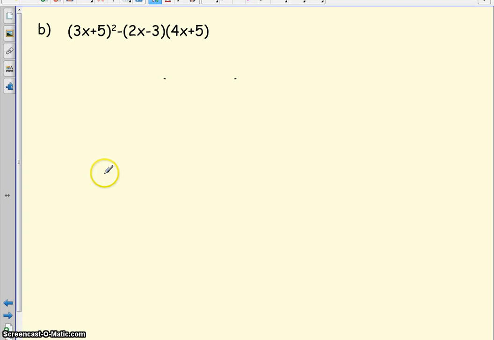Okay, so this one, again, same idea, except you'll notice here that now we have some subtraction going on and we have a bracket being squared. I will tell you the most common mistake I see when it comes to multiplying is saying that 3x plus 5 all squared, and what they do is they just square the first term, square the second term. It gives you 9x squared plus 25.